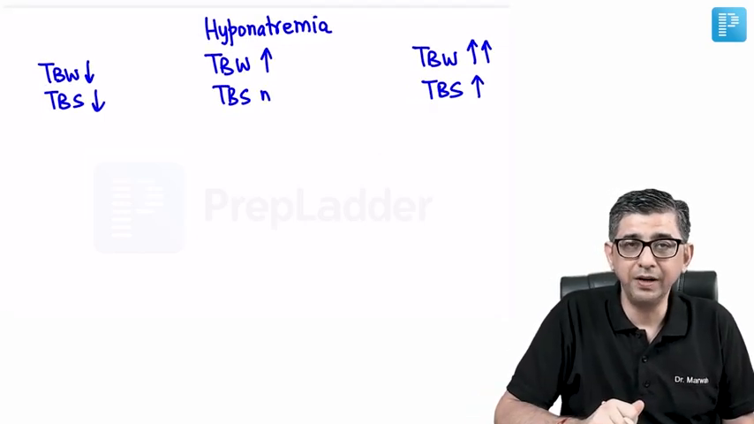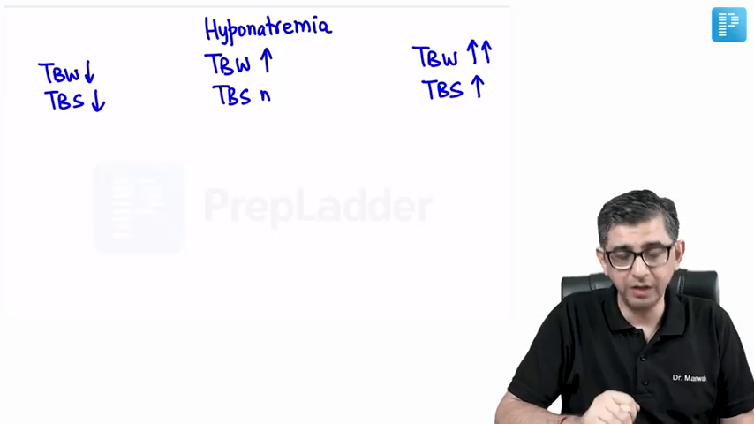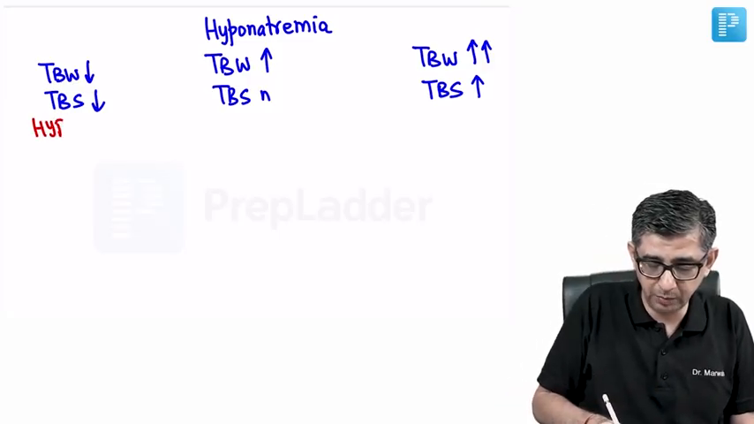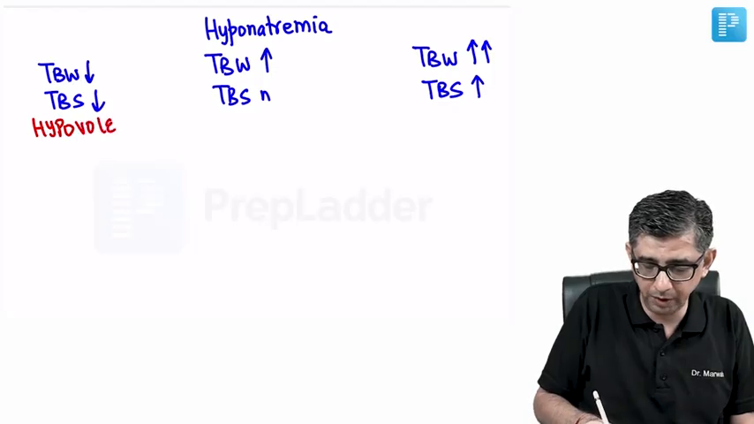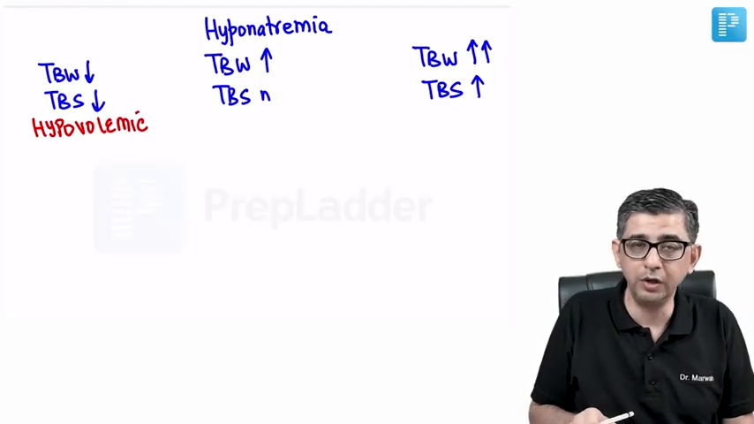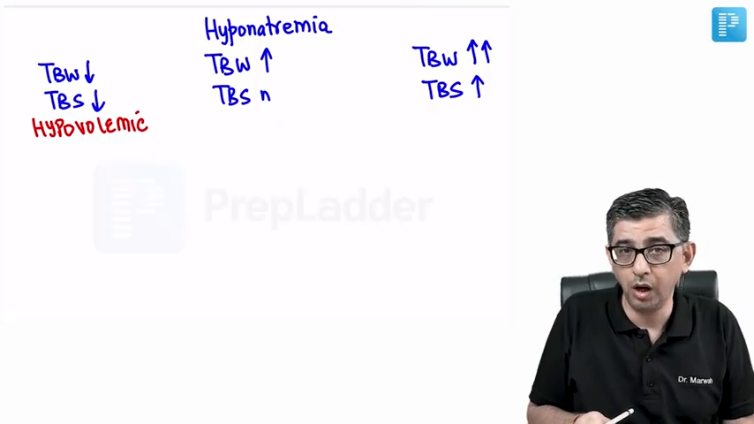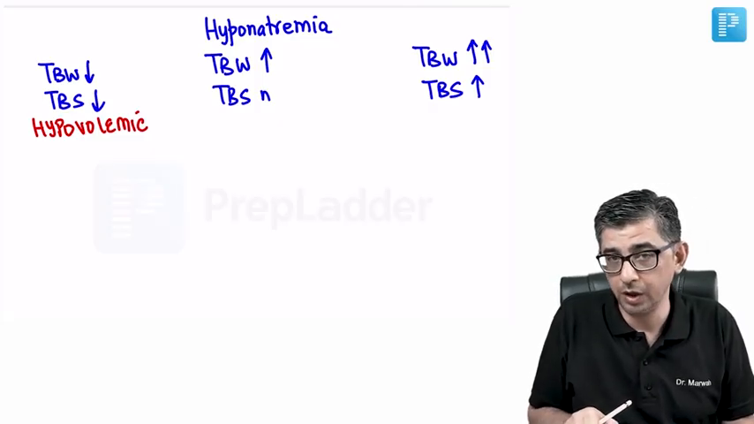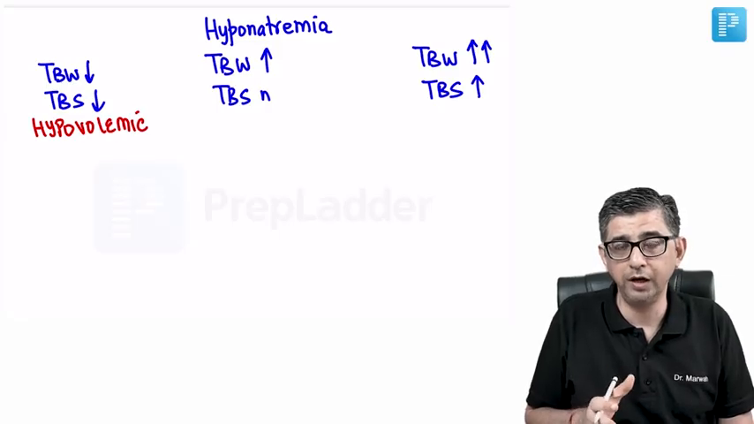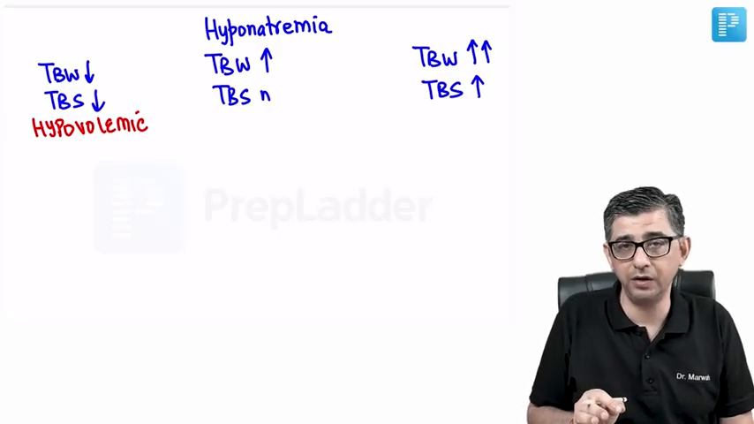Now, if a person is having less total body water as well as TBS, meaning total body salt is also less, the words used to describe this would be hypovolemic hyponatremia. But if you look at the second entry, you will notice that total body water is more and total body salt is normal. Because total body water is more, the usual impression is we are going to call it hypervolemia, but that is not the case.